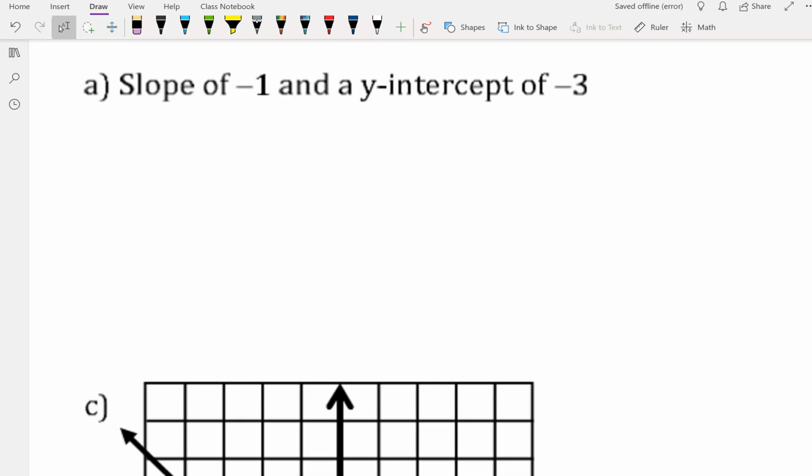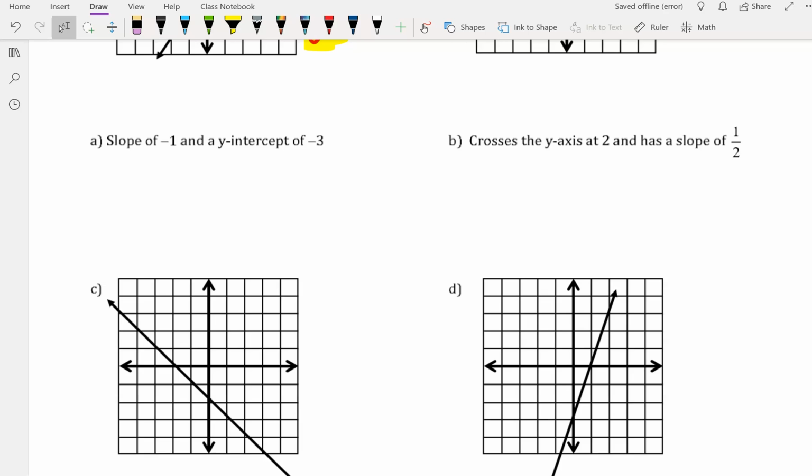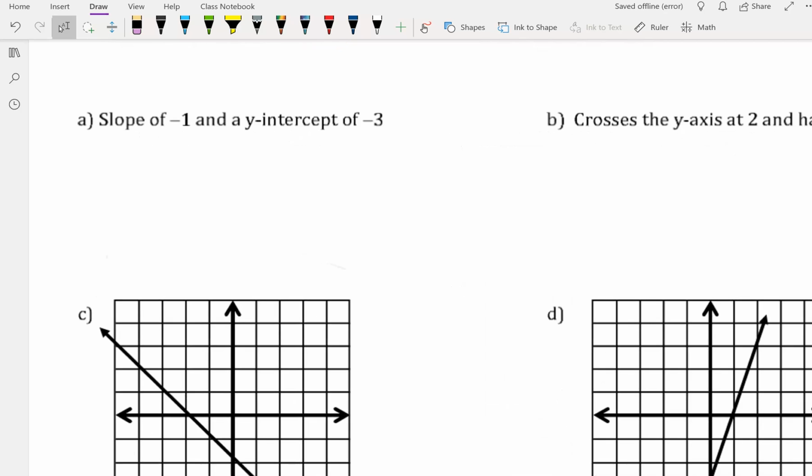So this is one where I'd like you to pause the video and try this problem, and I'll actually try B as well. So do A and B on your own, pause the video, and then when you unpause, we'll go over them.